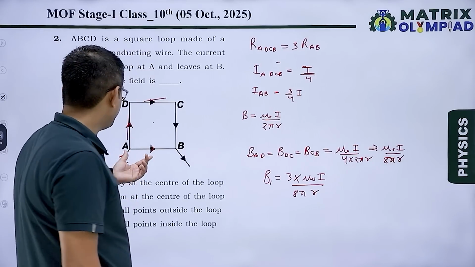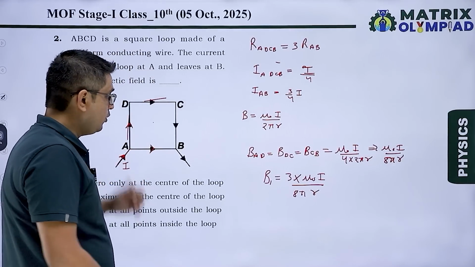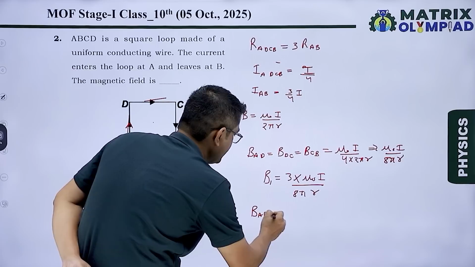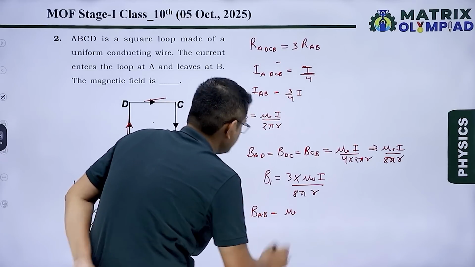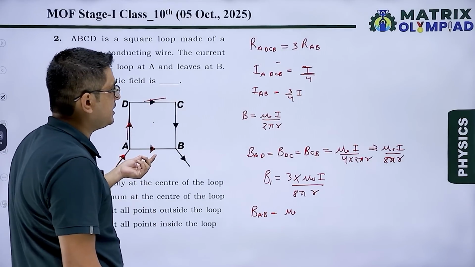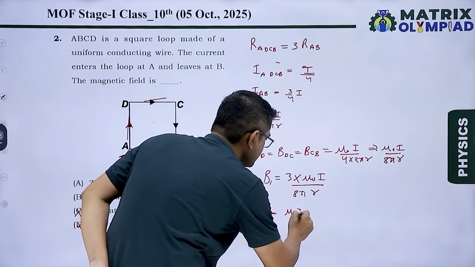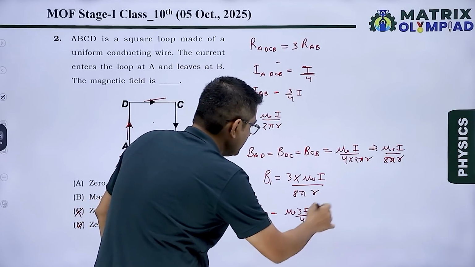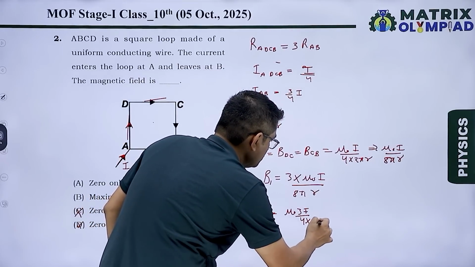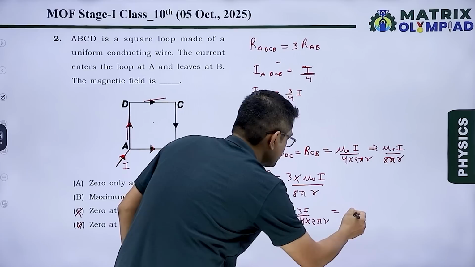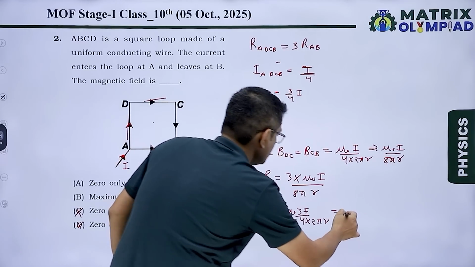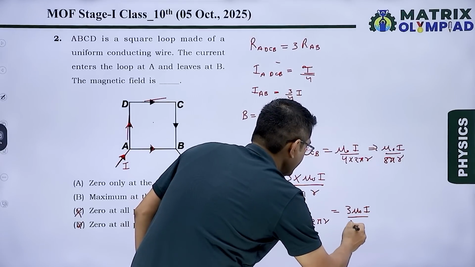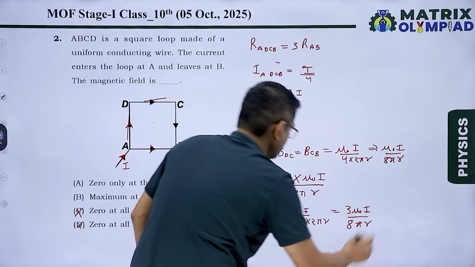Now we'll calculate the magnetic field due to AB section, okay. So let's say magnetic field due to AB section will be given by mu naught, the value of current flowing through this part is 3I by 4, okay, multiplied by 2 pi R, which is equals to 3 mu naught I divided by 8 pi R, okay.